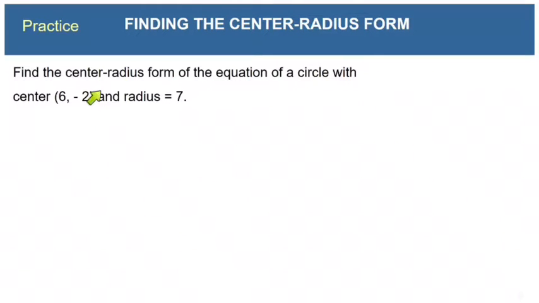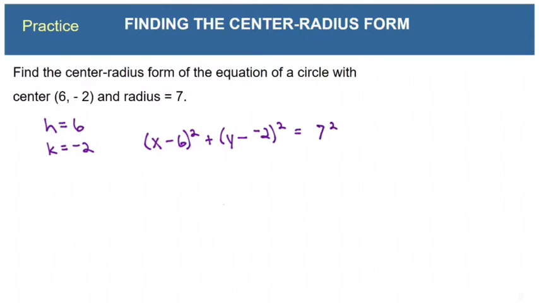Okay, here we go. Find the center radius form of the equation of a circle with center at 6, -2 and radius 7. So h is 6, k is -2, r is 7. And that means we're going to have x minus 6 squared plus y minus -2 squared equals 7 squared. The minus negative will become plus, and 7 squared is 49. So this is the final form of our equation.